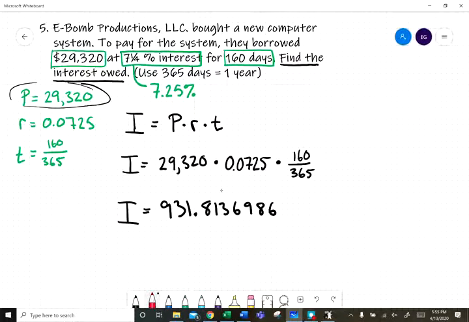We have to always round to the nearest penny, which means round to 2 decimal places. Since the first number after the last place we're keeping, the third decimal place, is a 3, we do not round up, and we keep 931.81. So the interest is $931.81.